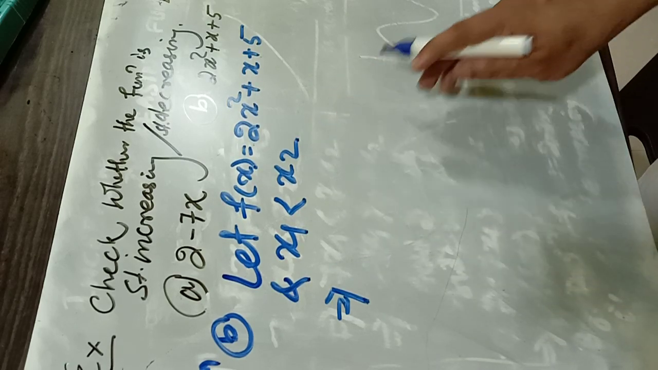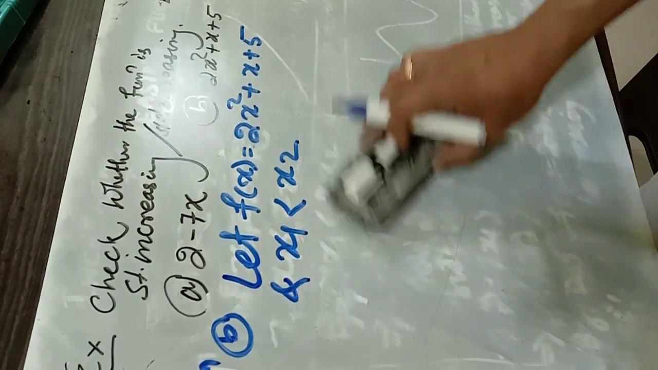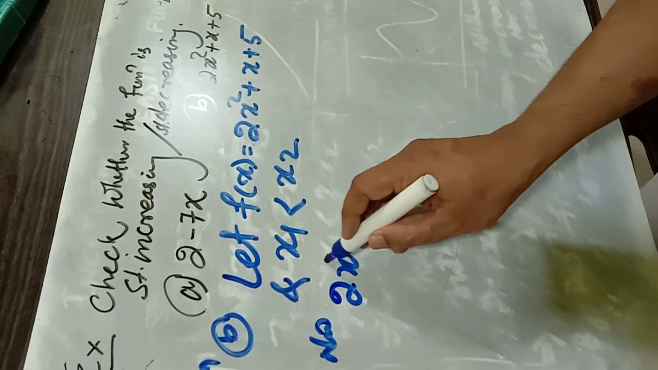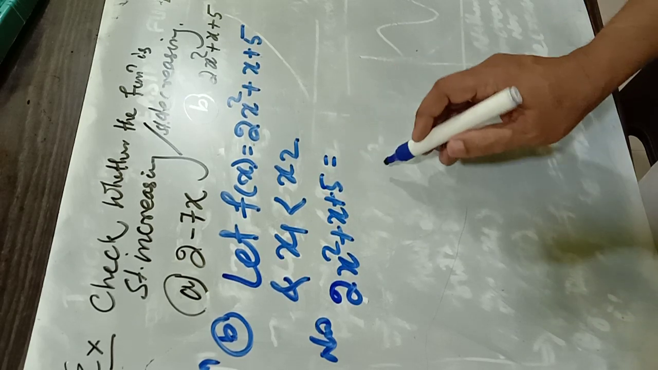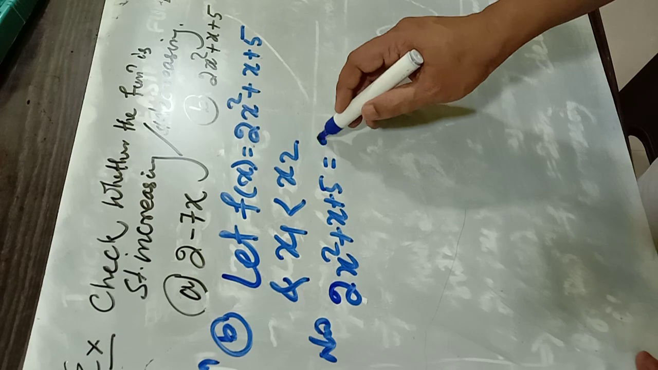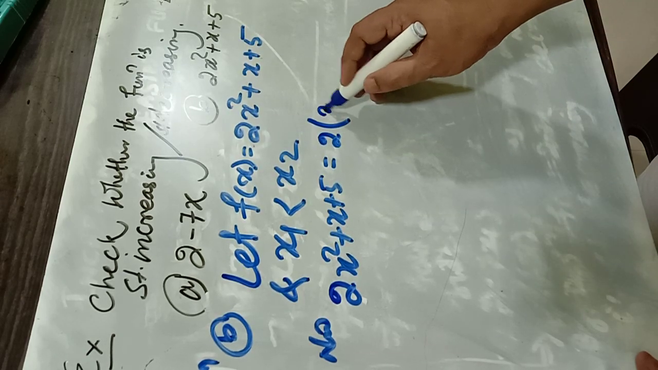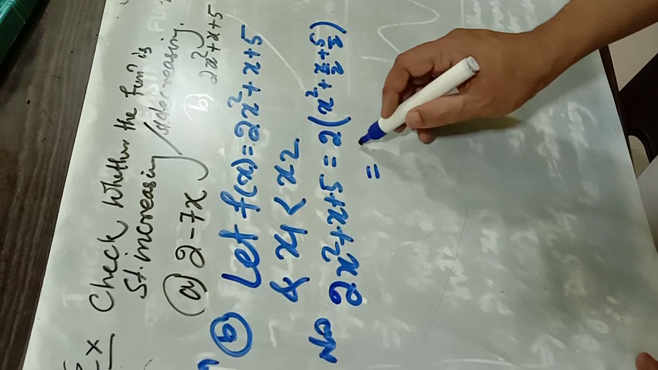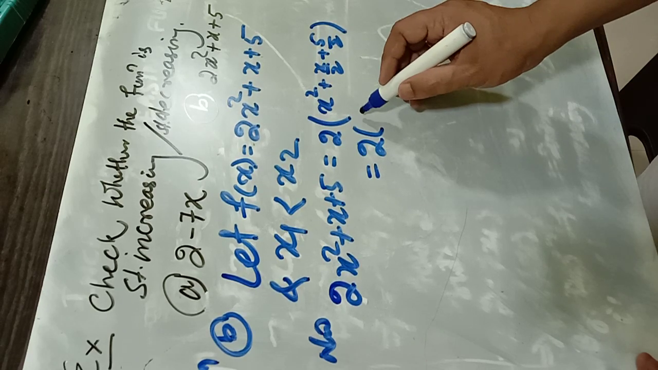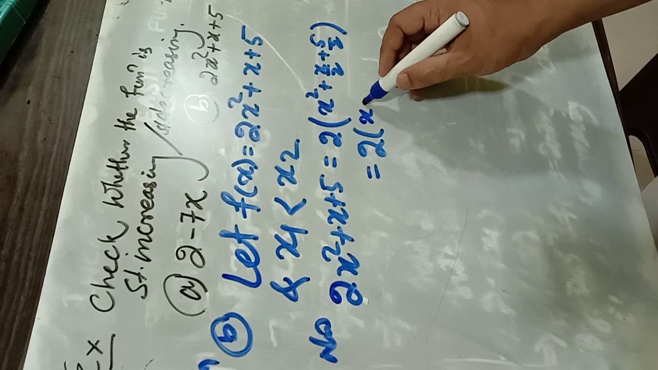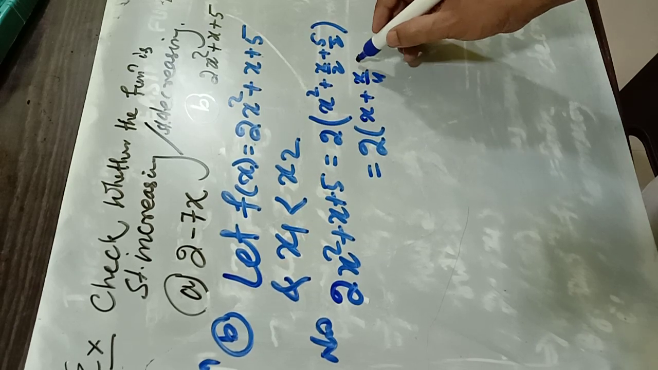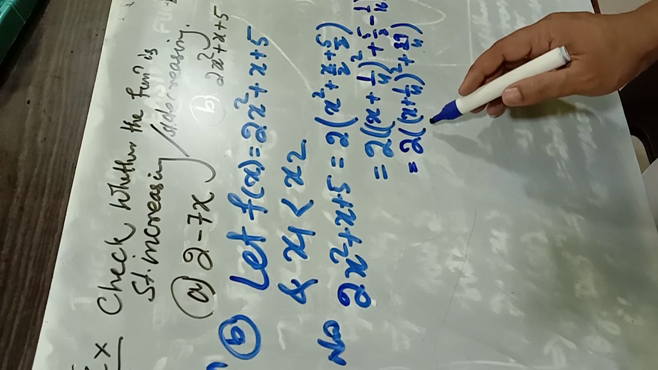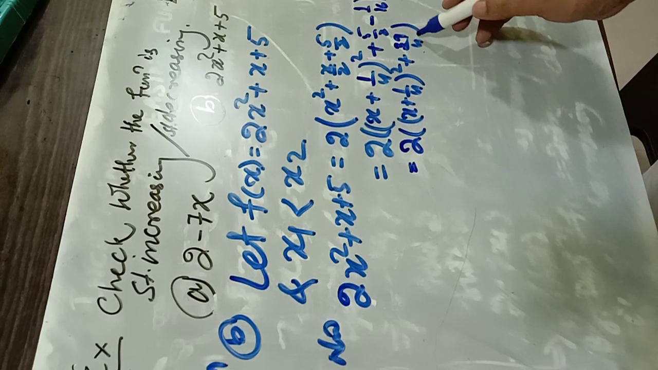Now, this 2x square plus x plus 5, by completing the square, this can be written as 2 taking common, this is x square plus x by 2 plus 5 by 2. And this is 2 into x plus 1 by 4 whole square plus 39 by 4.